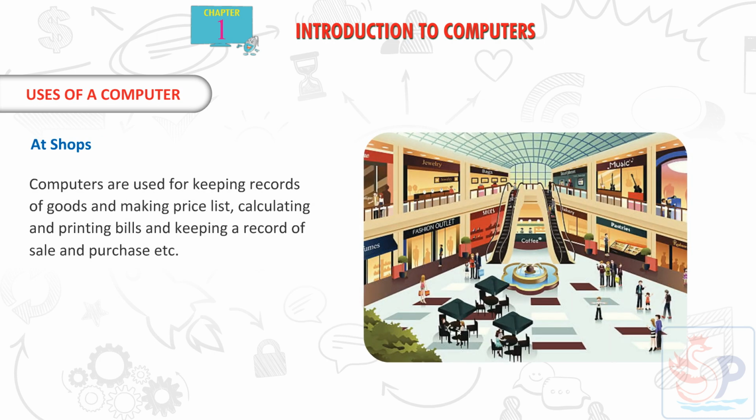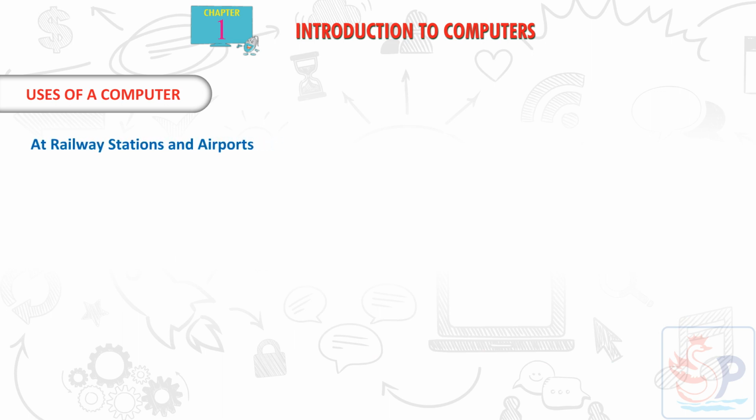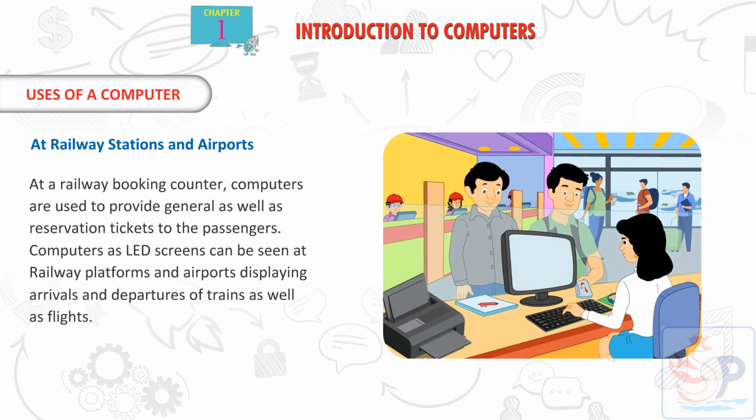computers are used for keeping records of goods and making price lists, calculating and printing bills, and keeping a record of sale and purchase, etc. At railway stations and airports. At a railway booking counter, computers are used to provide general as well as reservation tickets to the passengers.